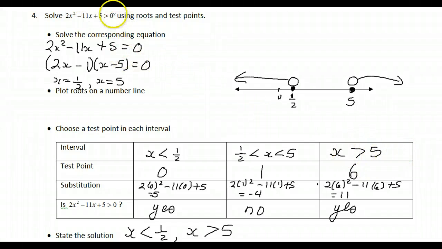Had this been an inequality of greater than or equal to, then we would have used solid dots here and we would have included the 1/2, right? Then in our solution would be a less than or equal to, or a greater than or equal to, not strictly less than or greater than.